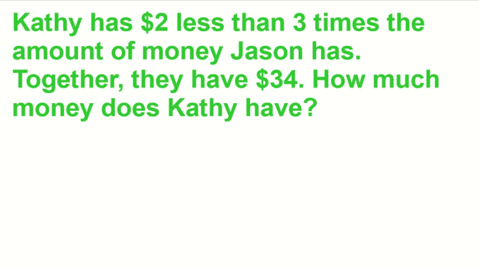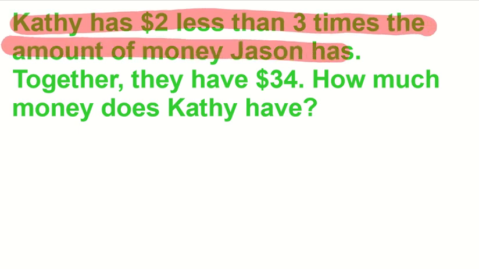All right, I'll try this one. Kathy and Jason. Kathy has 2 less than 3 times the amount of money Jason has. Together they have $34. All right, so we need our 2 equations first. So our first equation is coming from that first sentence.